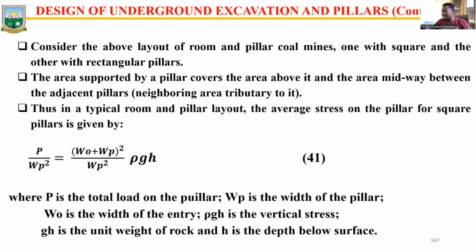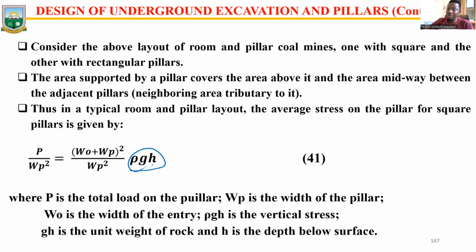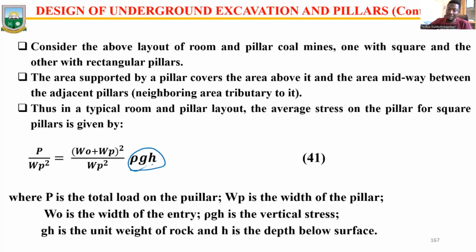Thus, in a typical room and pillar layout, the average stress on the pillar for square pillars is, as we said, the pressure there. So now we know this, right? This is the stress that is being carried from the top. We already know this. The H is representing the distance from where the pillar is to the surface or to your reference point. The G is representing your gravity, and this ρ is your density of the material.